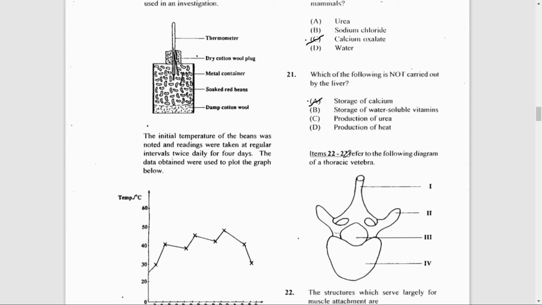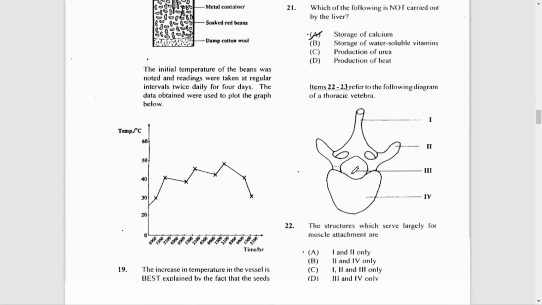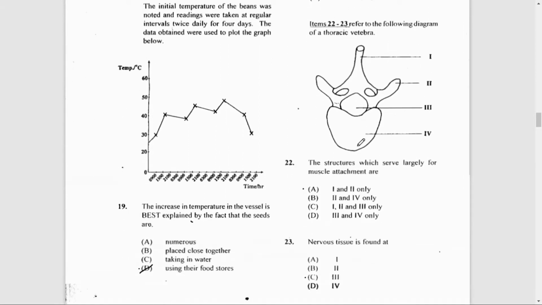Items 22 to 23 refer to the following diagram of a thoracic vertebra. So this is the diagram there. The structures which serve largely for muscle attachment are 1, which is the neural spine, and 2, which is the transverse process. Okay, so that's 1 and 2, so that's A.